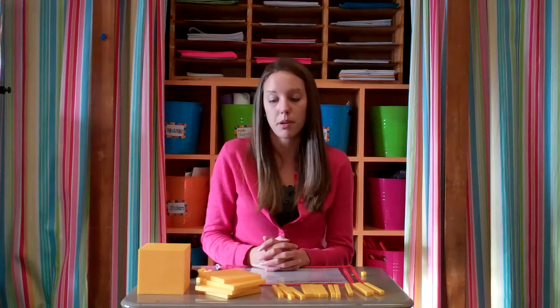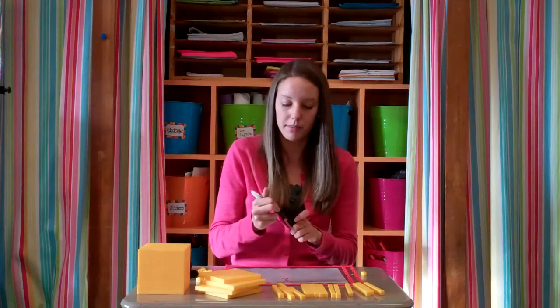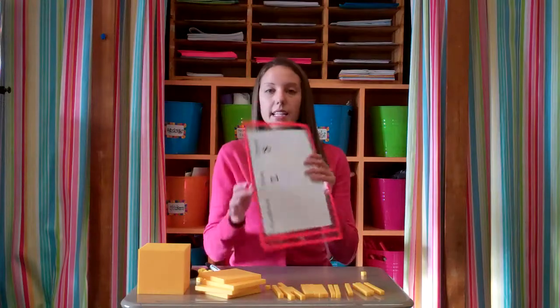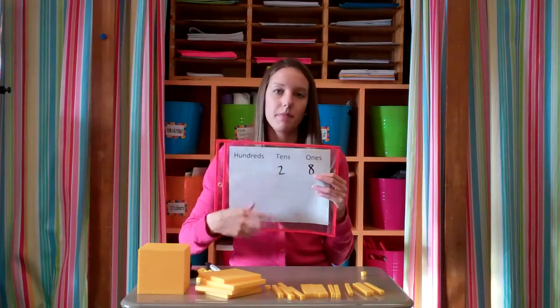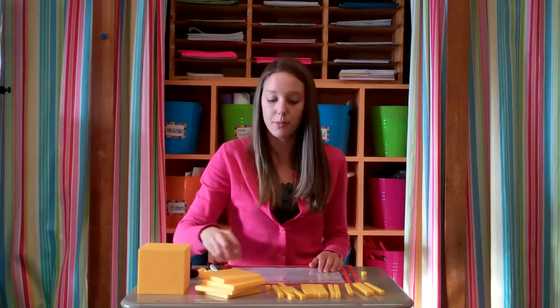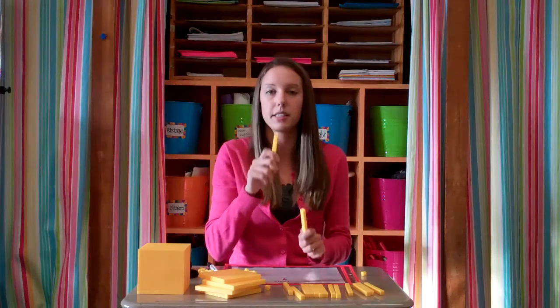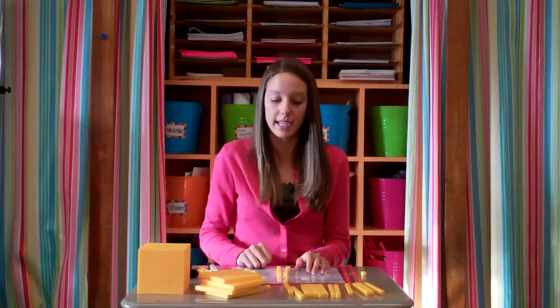Then I would give them a number. So they would write 28 on their Smart Pass. They would put the 8 in the ones column and the 2 in the tens column. Then they would build the number. So they would show 8 cubes and 2 longs because we have 2 in the tens place, and these represent tens. 10, 20. So now they have the number 28.